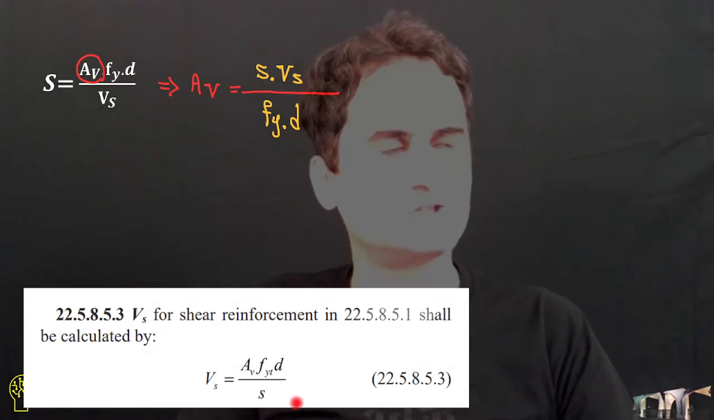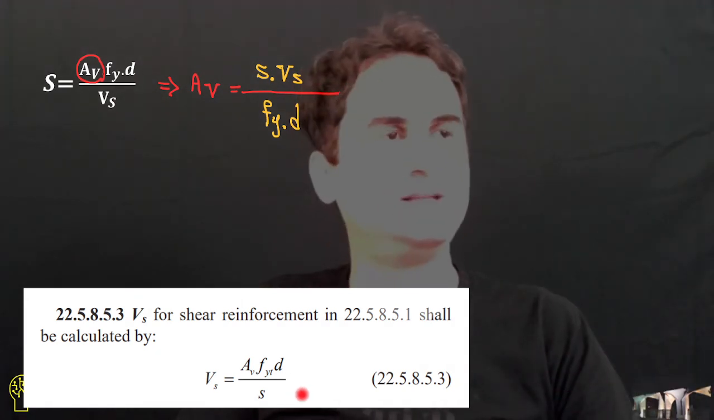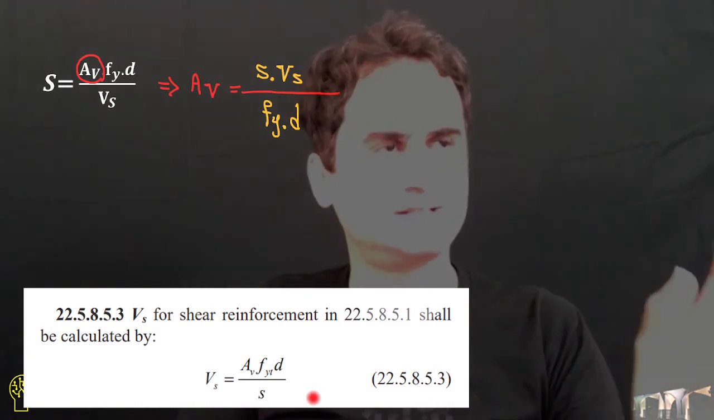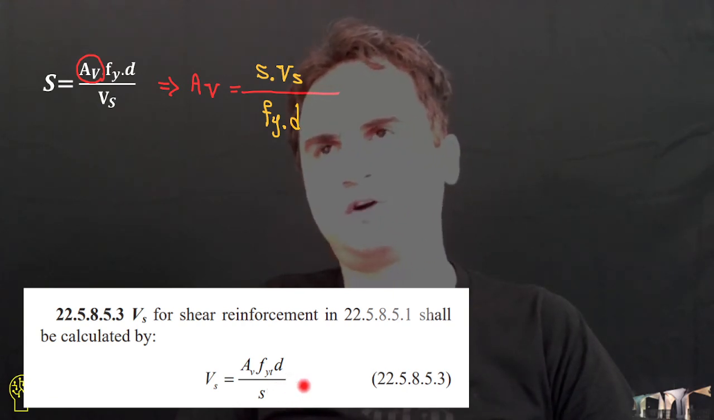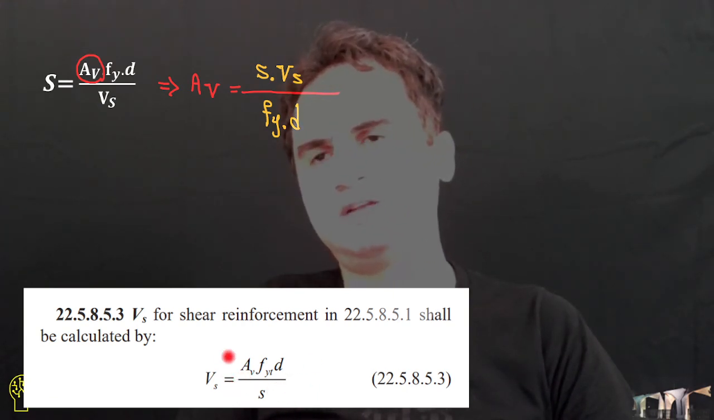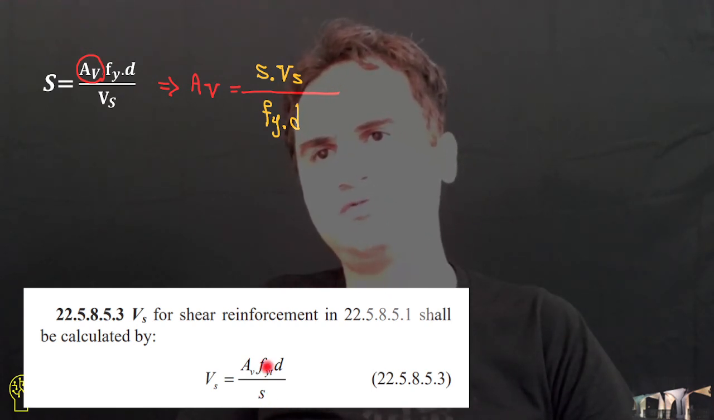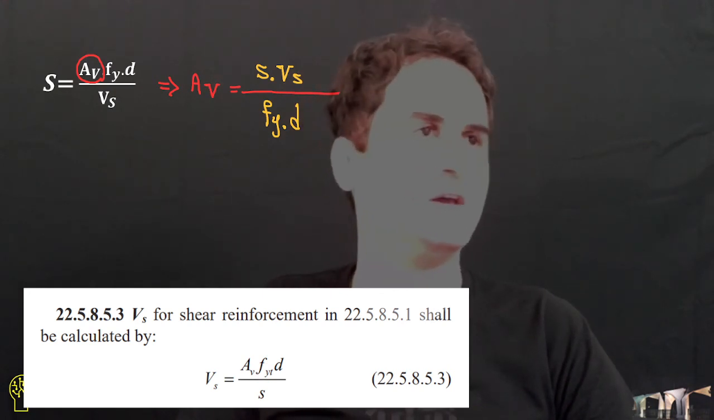In our case, it's provided in the problem statement. If we need stirrups, the center to center distance is 12 inches apart from each other. From the previous part, we calculated Vs from the previous equation, and now we rearrange the equation to get the area of the stirrups.